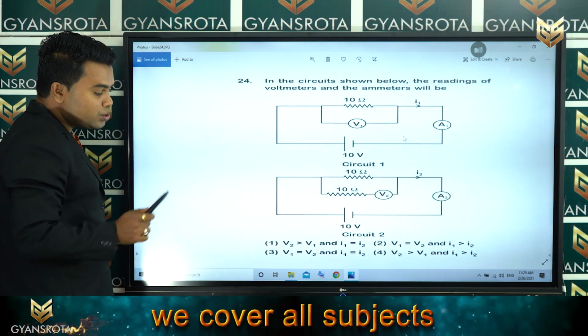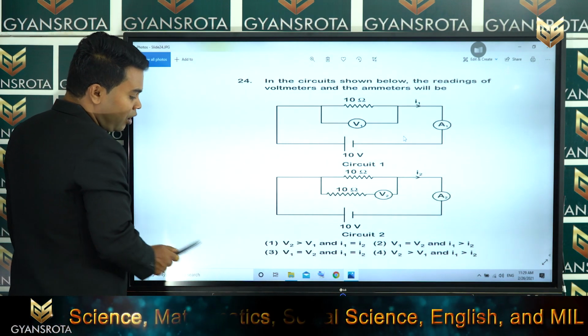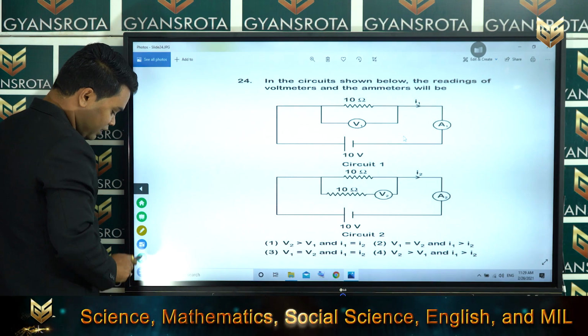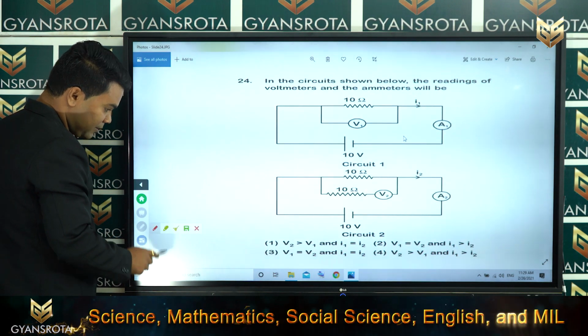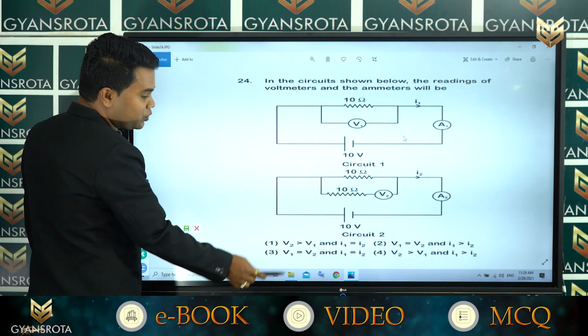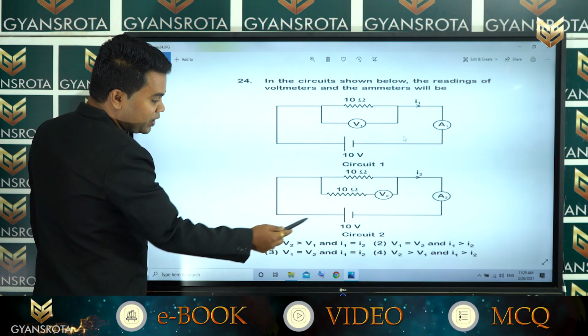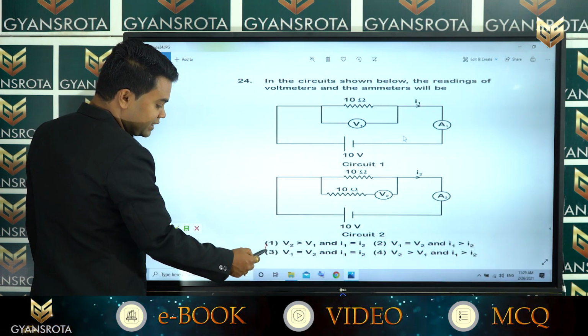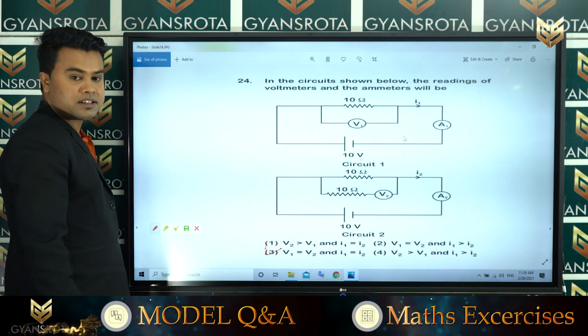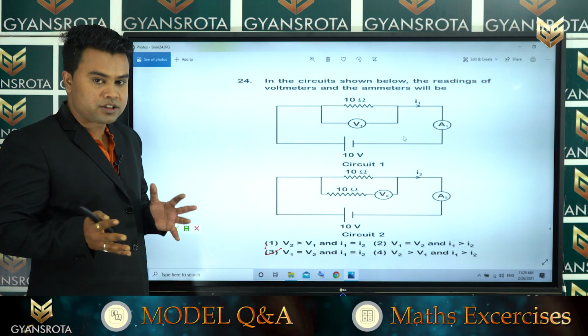Now if I need to choose the option, the correct option will be option number 3. So the right answer is V1 is equal to V2, right? And I1 is equal to I2. Both are getting same. So number 3 is the correct answer. Now let us move to the next question.